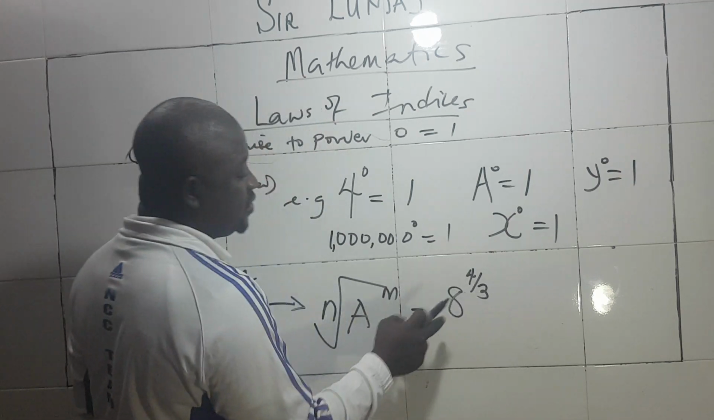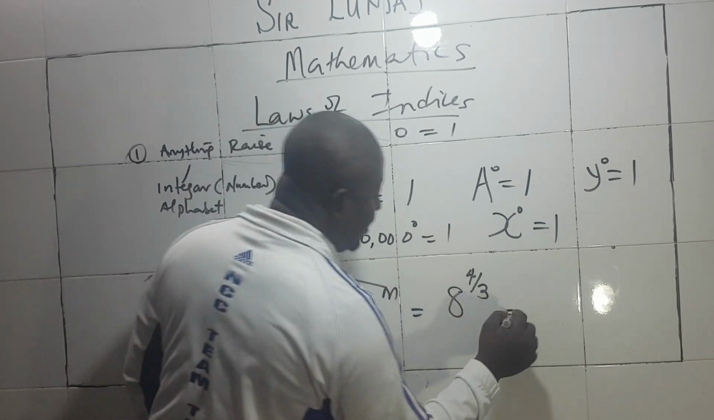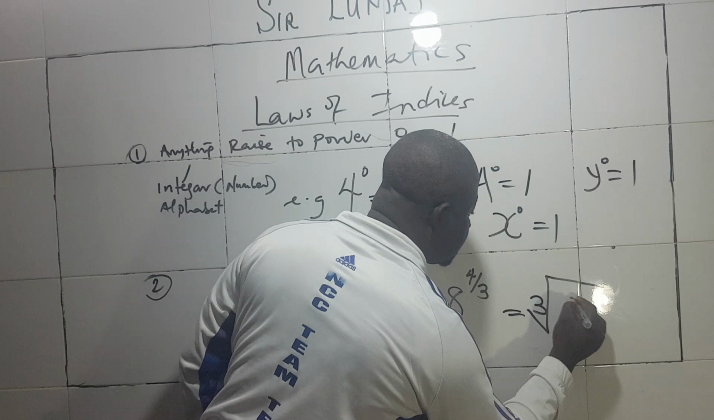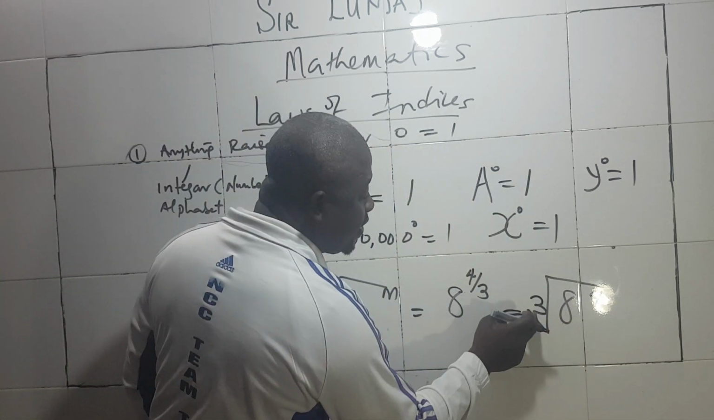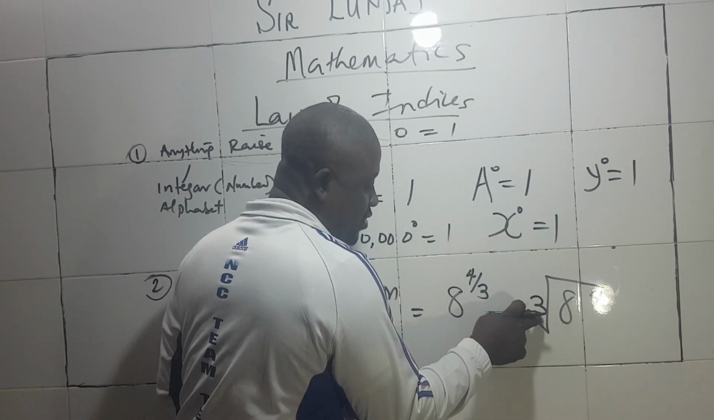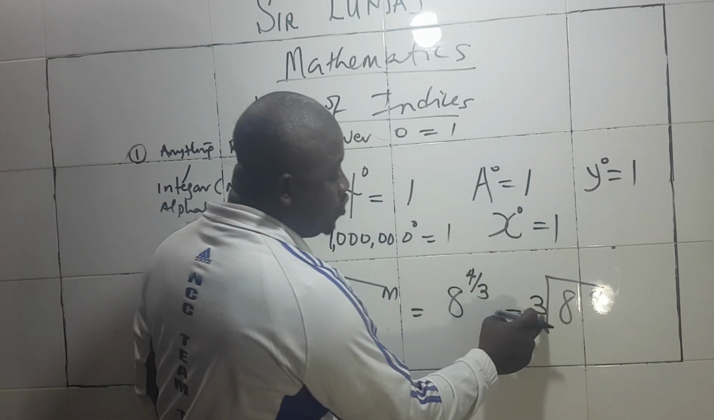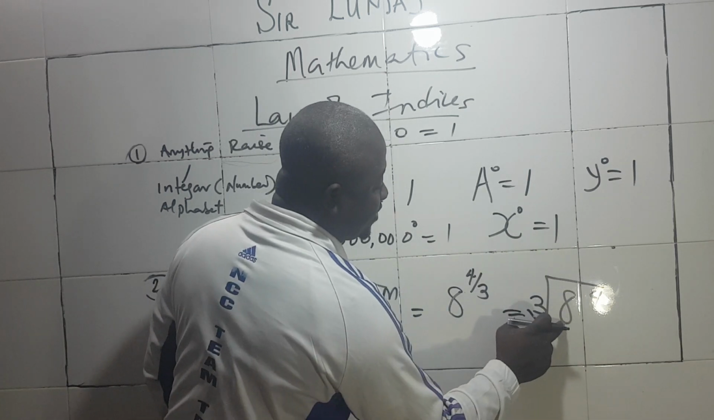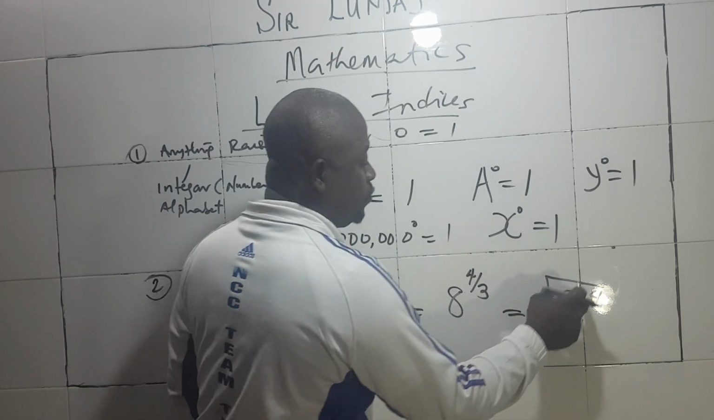For how to simplify this, I said from the laws of indices that it will be the third root of 8 raised to power 4. What's the meaning of this third root? It means that you should think of a number that can multiply itself 3 times to give you 8, then raised to the power of 4. Think of a number that will multiply itself 3 times to give you 8. Then raise that number to the power of 4.